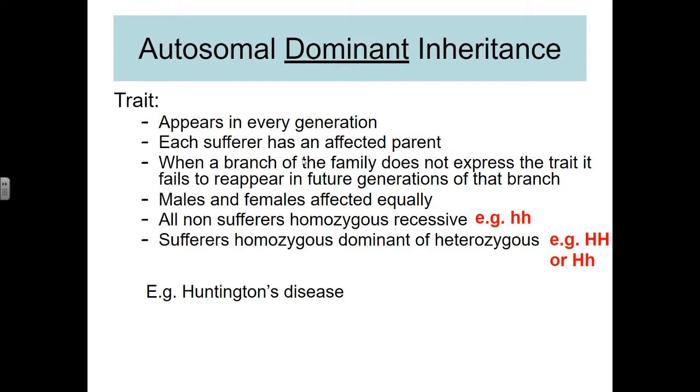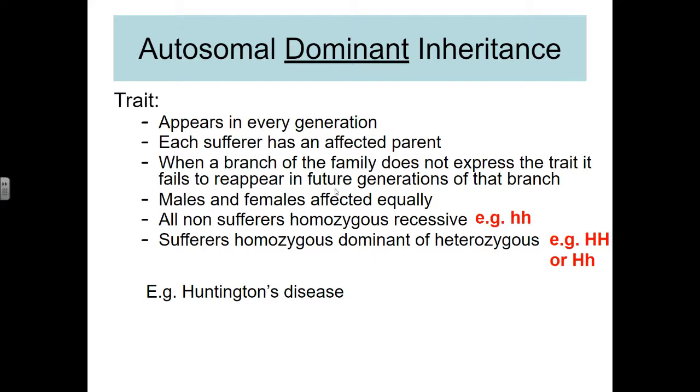Autosomal dominant is just dominant inheritance from National 5, so it appears every generation. Every sufferer that you see has to have a phenotypically affected parent, so you have to be able to see it in every generation. If you have children who do not express the trait in the phenotype, their children will not have the disorder. You can only have children with the disorder if one of the parents has the disorder.